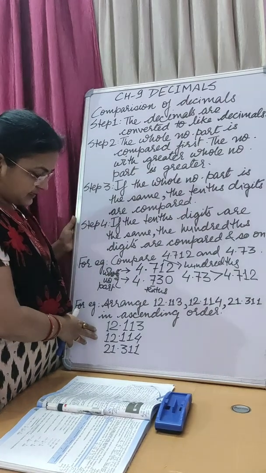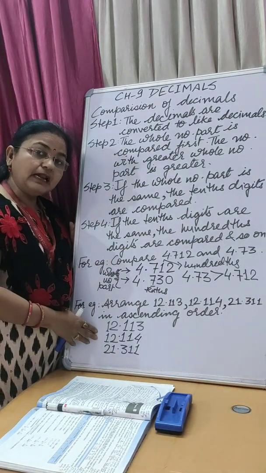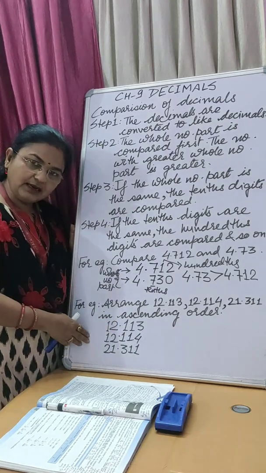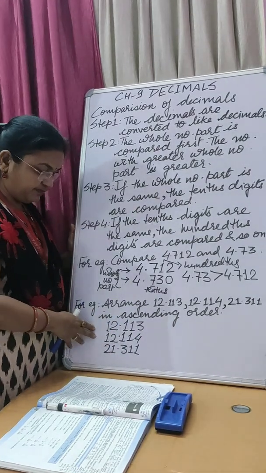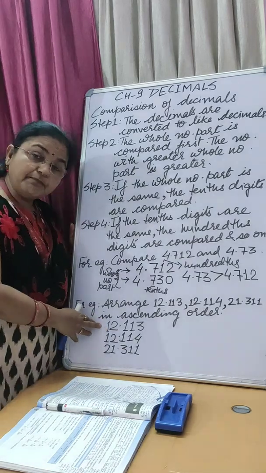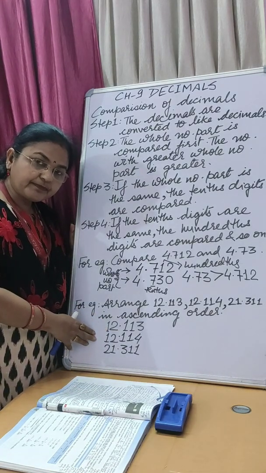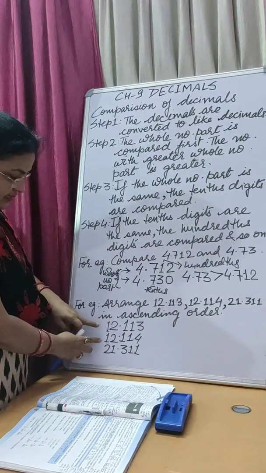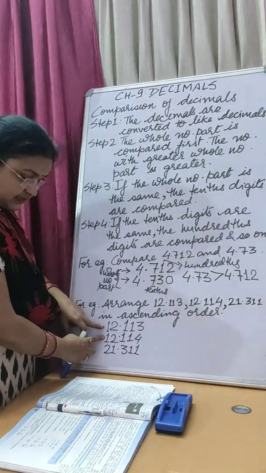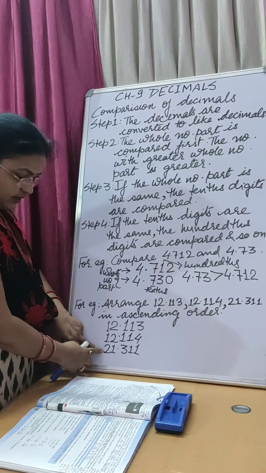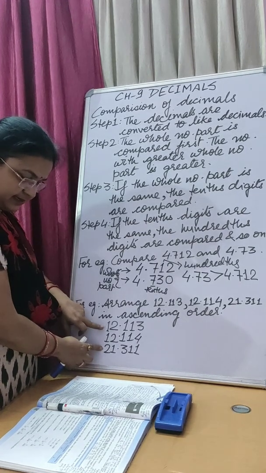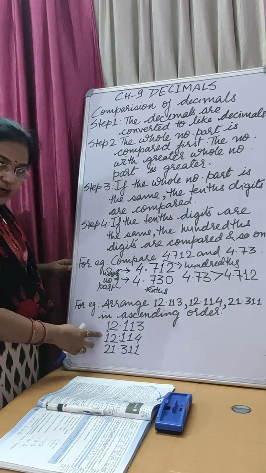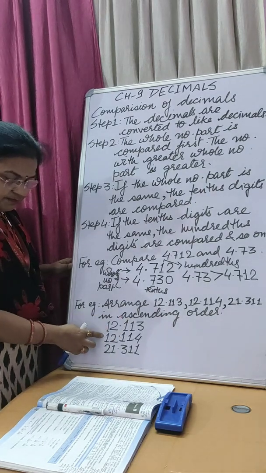Now the first step says make them like decimals. They are already like decimals with 3 decimal places, so no need of conversion. Now the second step says compare the whole number part. See here, 12, 12. So they are similar, but this is 21. So we know that 21 is greater than both the 12s. So this is the greatest number. But we have to find out the smallest, ascending, starting from the smallest.